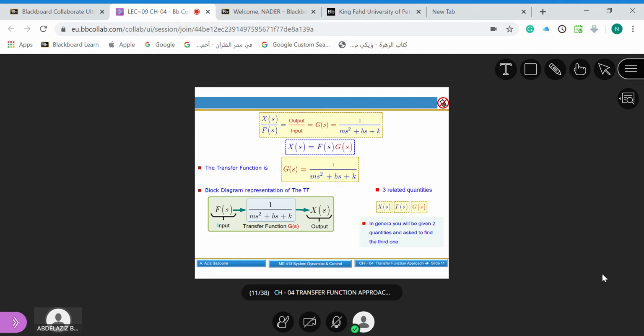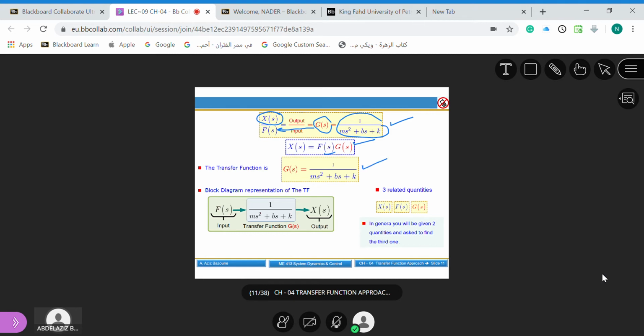So we can write it in this form. This is one of the forms we can write, and we call this ratio G of s. From here we can say, cross multiplying, X of s will be simply F of s times G of s. Which means if you have F of s, you will be able to calculate X of s, where G of s here is equal to 1 over ms squared plus bs plus k.